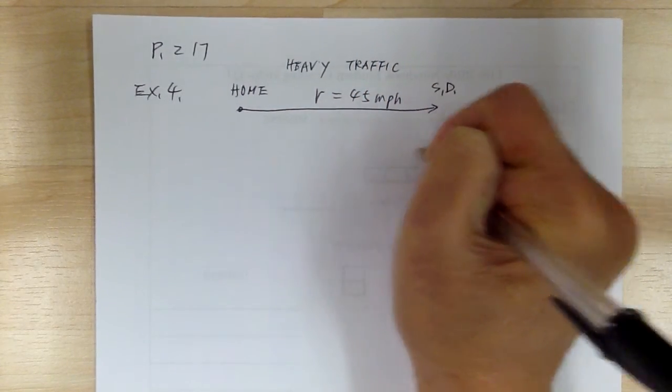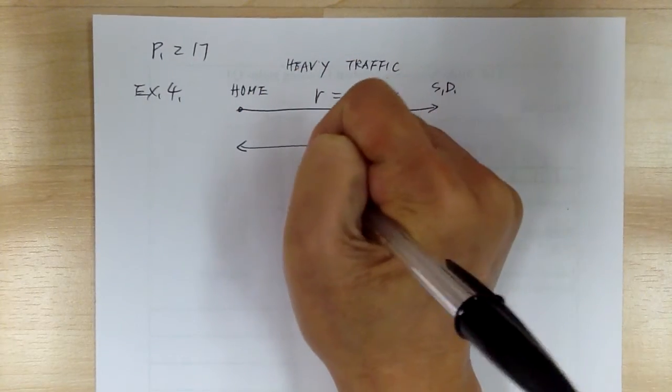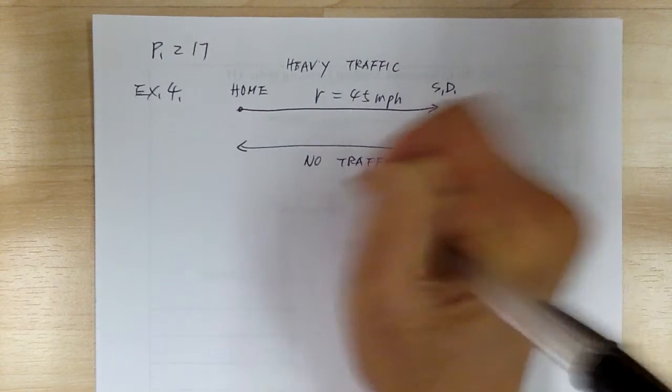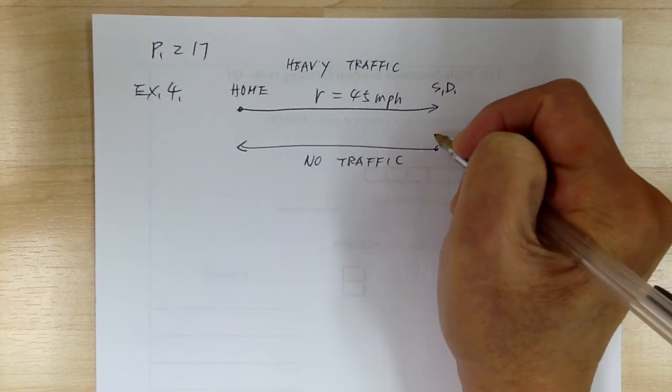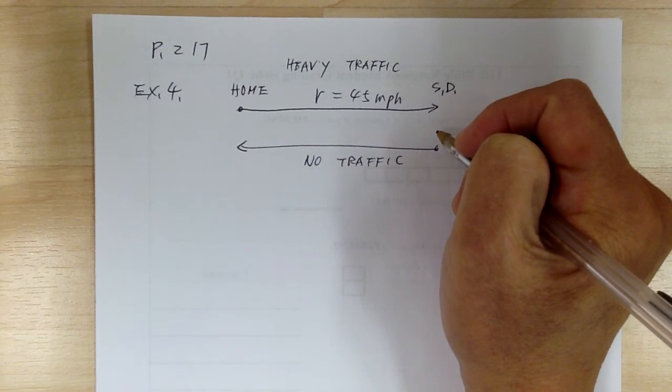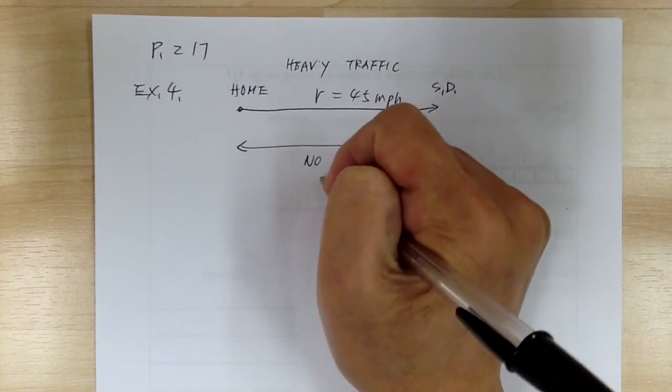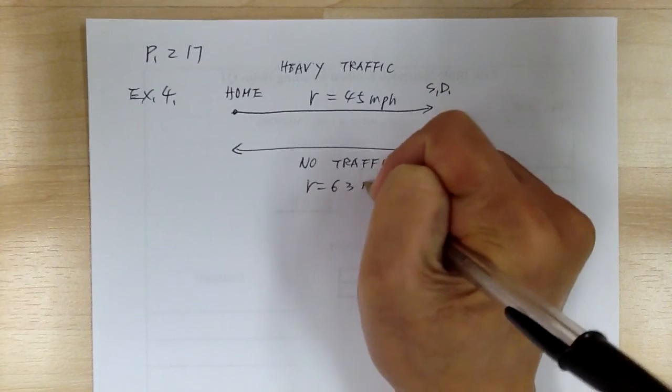Now on the way back, no traffic. So again, you got to get all your information together, right? Okay, so they encountered no traffic on the way home and averaged 63 miles per hour. So R equal to 63 miles per hour.